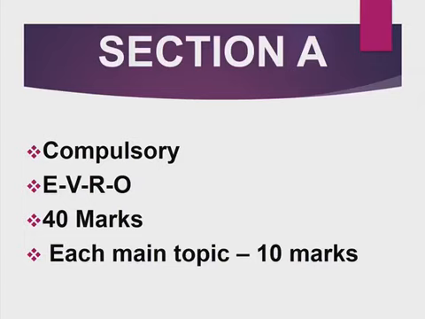Section A. What must the learners know about Section A? Okay, so learners, Section A is compulsory. It consists of questions on environments, ventures, roles and operations. It consists of 40 marks. Each main topic will then be divided into 10 marks each.